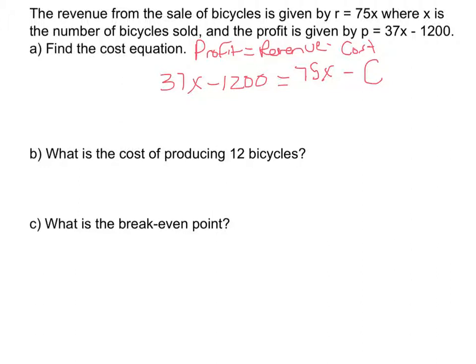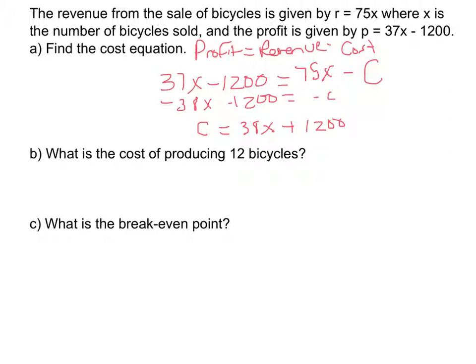That's your C. So we want to get C by itself, and in order to do that, we're going to subtract the 75x from both sides. So we get negative 38x minus 1200 is equal to negative C. If we multiply everything by negative 1, we get C, which is our cost, is given by 38x plus 1200. So that's the cost function.